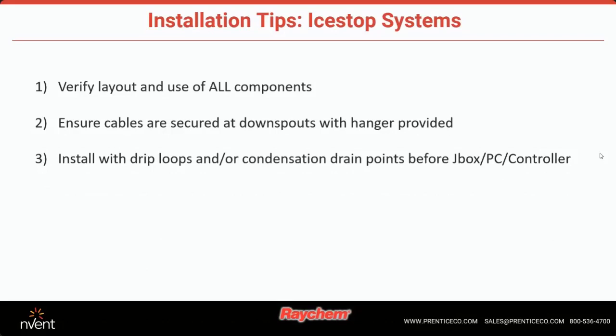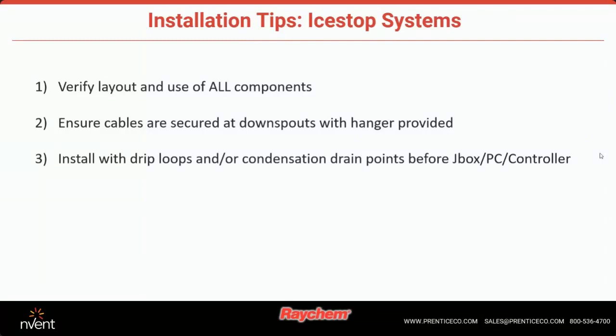Installation with drip loops or condensation drain points. I find this problem most often with the ice stop systems only because the application is outdoors. But this also goes back to pipe heat trace. So anytime you have heating cable, you want to make sure your power connections and your wiring aren't going to allow water to continue the pathway from the cable directly into your connection kit.